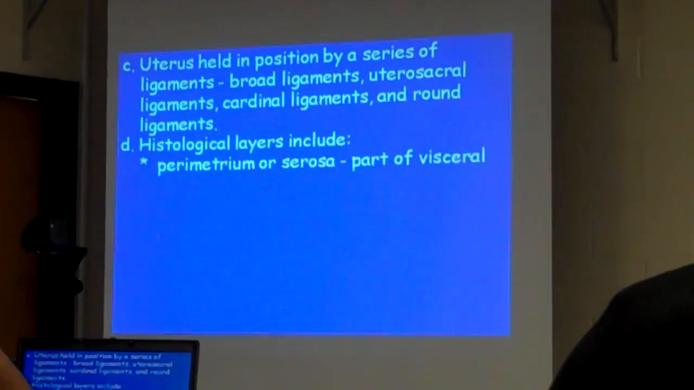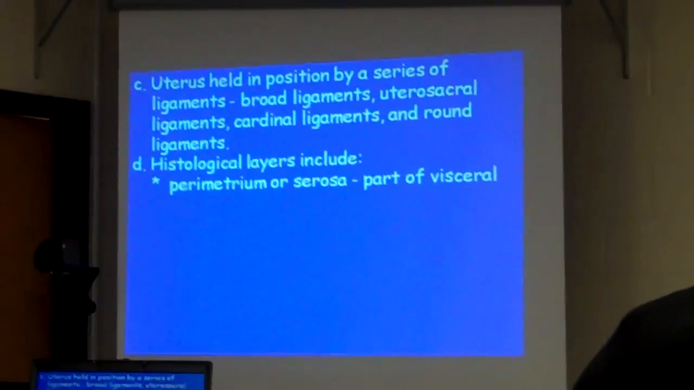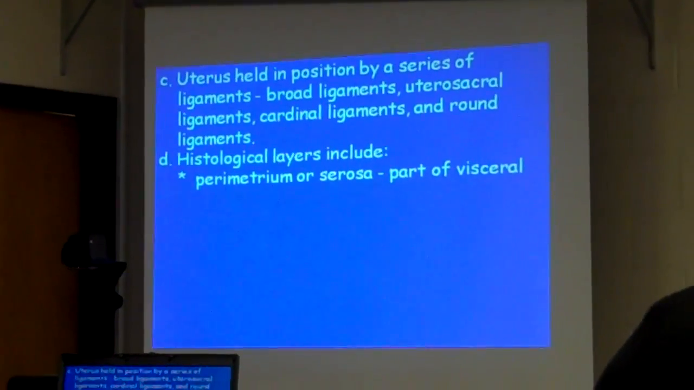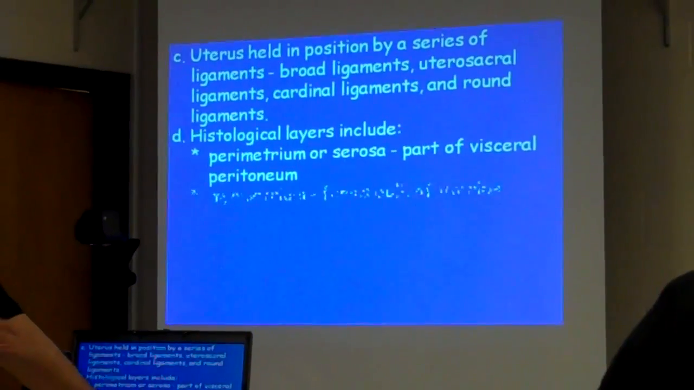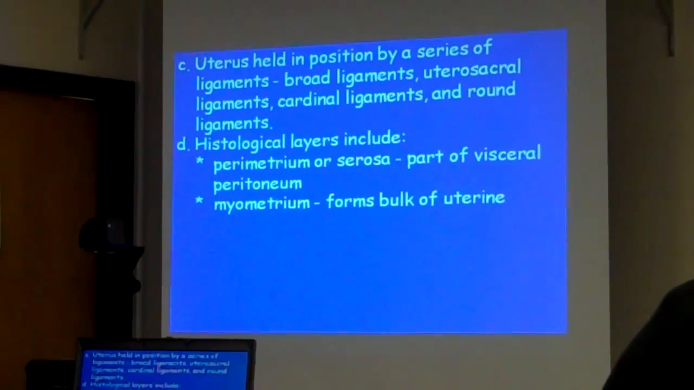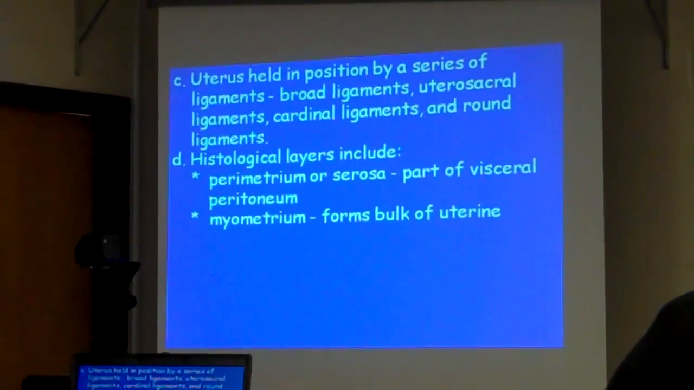Now, histological layers include the parametrium. The parametrium is also called the serosa, and it's part of the visceral peritoneum. The myometrium forms the bulk of the uterus. The myometrium is a muscle layer.